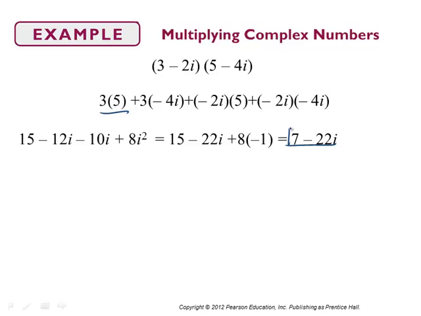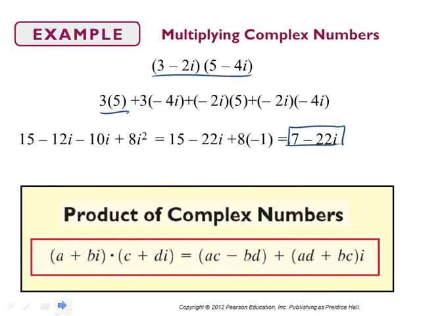7 minus 22i is the product of these two complex numbers. You multiply two complex numbers and you get a complex number. So that's the product of two complex numbers. Just FOIL them out. Here's kind of the formula here. So match this up with our example up here. So this right here, the AC minus BD will be the real part, and the AD plus BC will be the imaginary part.